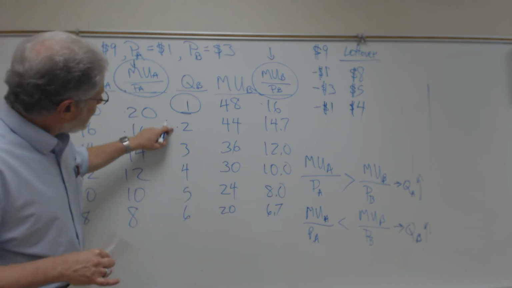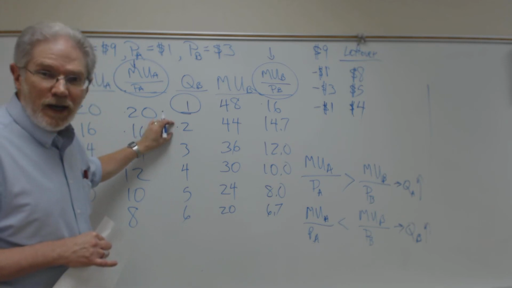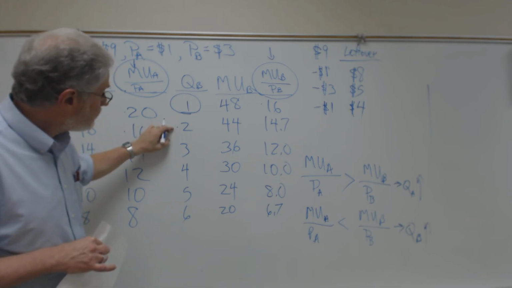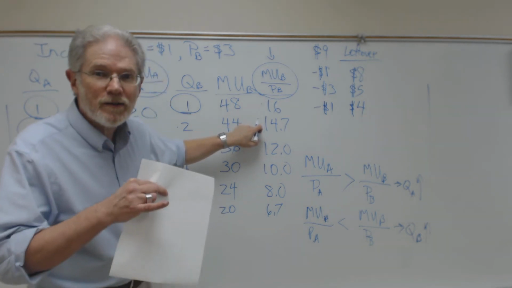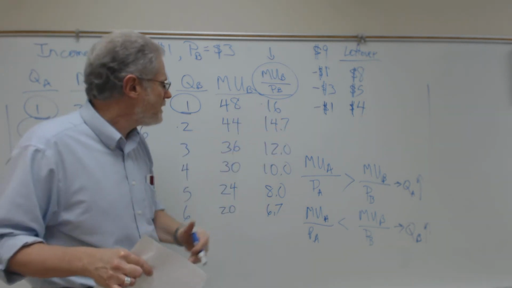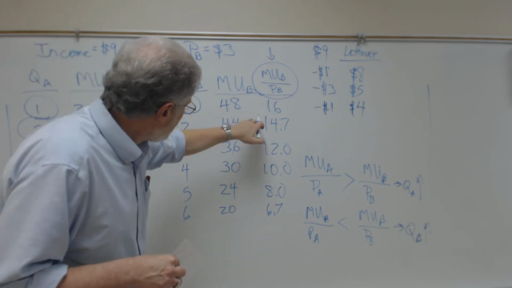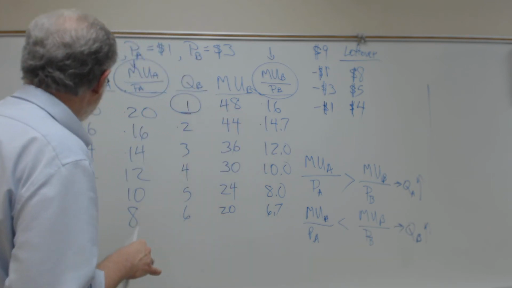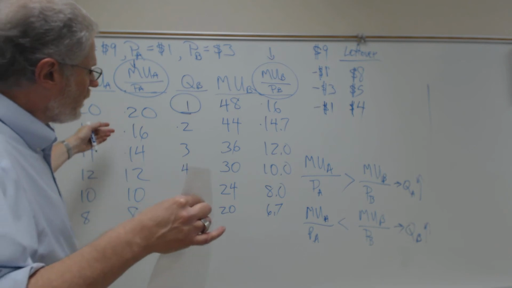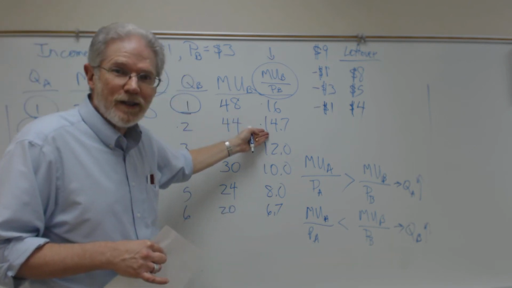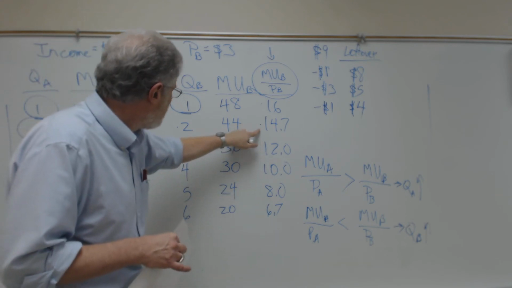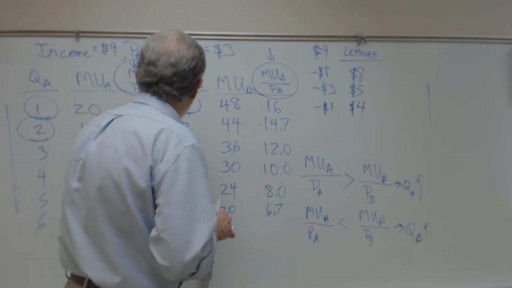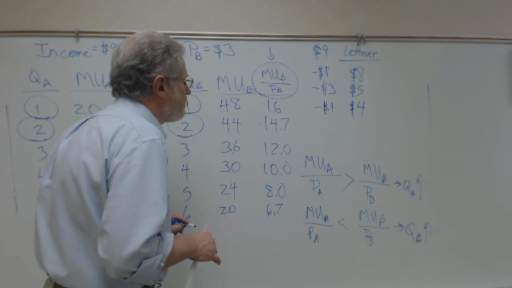He still hasn't bought the second banana yet. He could buy it, and it would give him 14.7 units of utility per dollar spent. So does he want 14.7 or 14? Well, 14.7 clearly is greater than 14. So this is the best purchase for him next. So he buys the second banana.